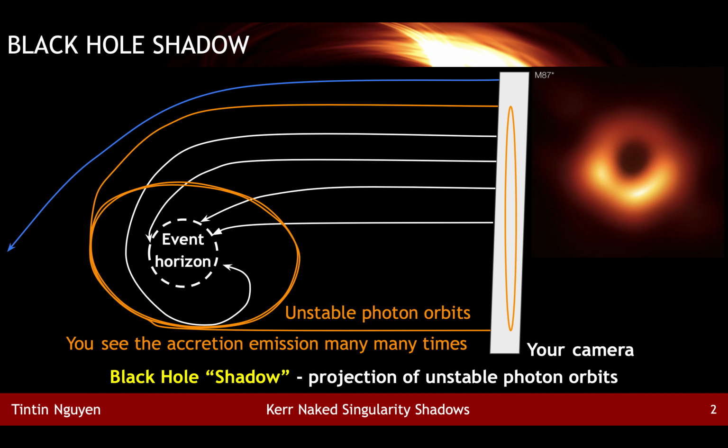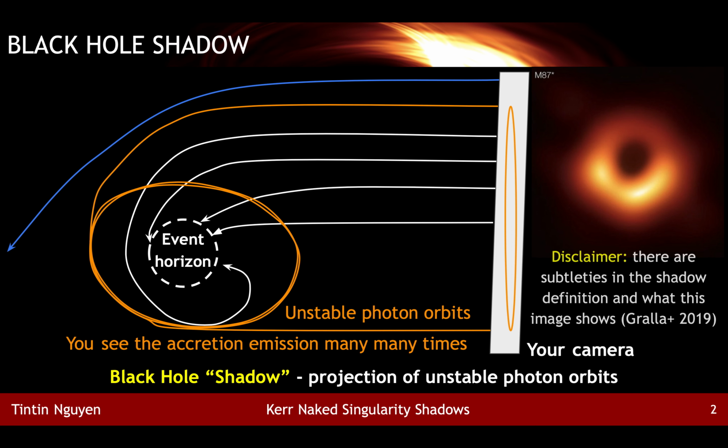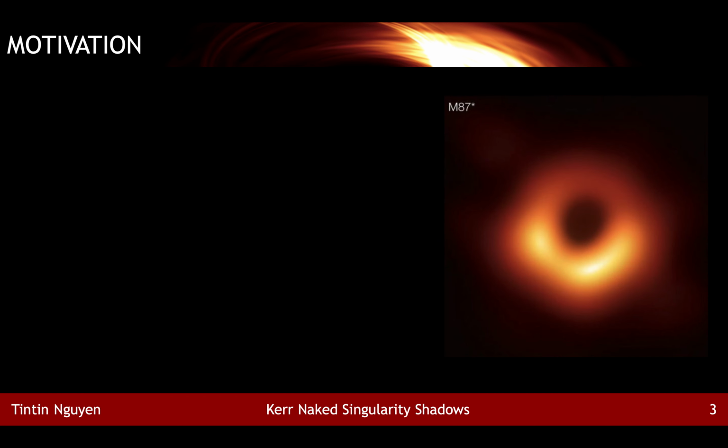This is called a black hole shadow, which I will define to be the projection of the unstable photon orbits, and this is encoding a lot of information on the gravity of the black hole. I have to give a disclaimer that there are some subtleties in how the shadow translates to what you actually see in the image, because what you see in the image you need to also take into account other properties like the thermal properties of the accretion around a black hole, while the shadow is a purely gravitational effect.